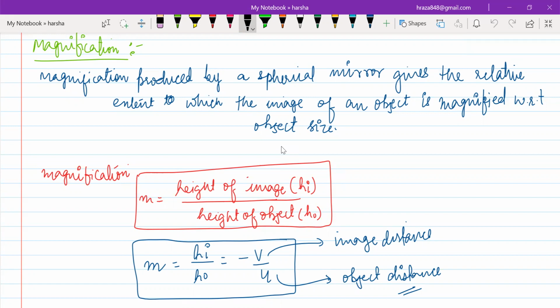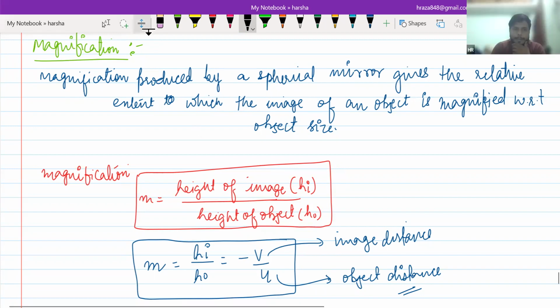Sir, this is the last topic. Yes, what you just said. This is height of image and height of object. This is the last topic. Okay, sir. Yes. Are you done with this?